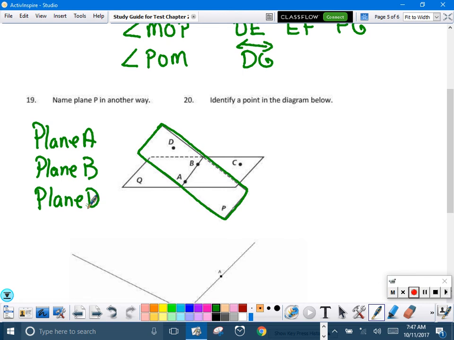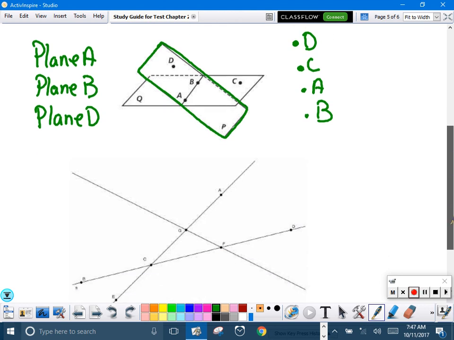Okay, identify a point in the diagram. Well, please put a dot. So there's point D. Again, you only need to name one, but there are many. There's point C. There's point A. There's point B. Okay, do not put P or Q. Those are not points.